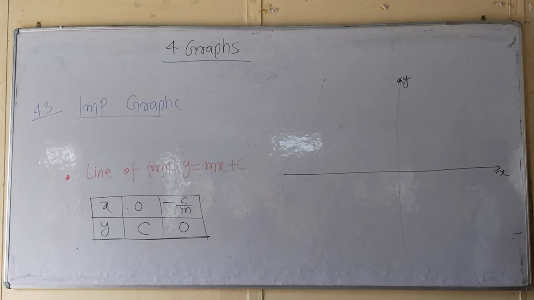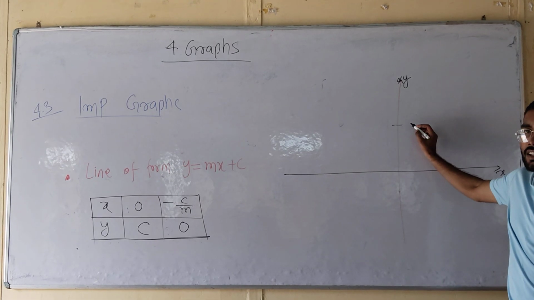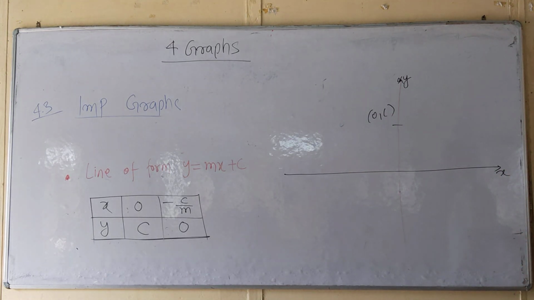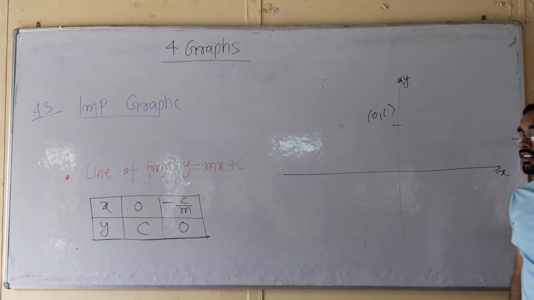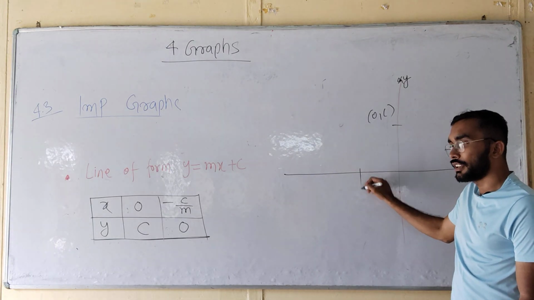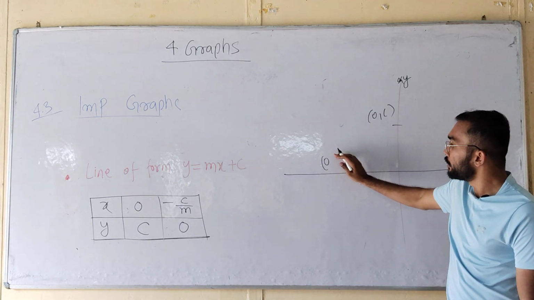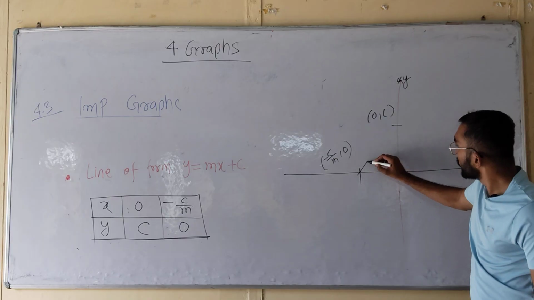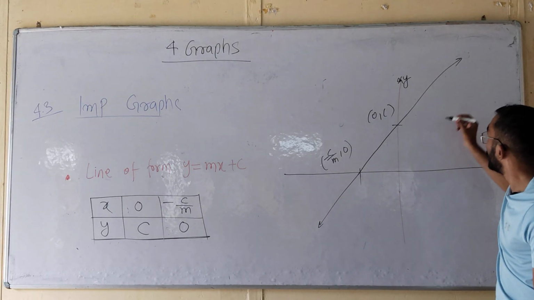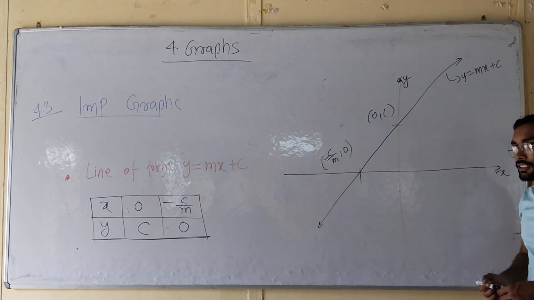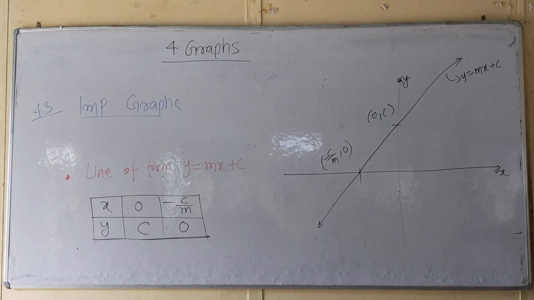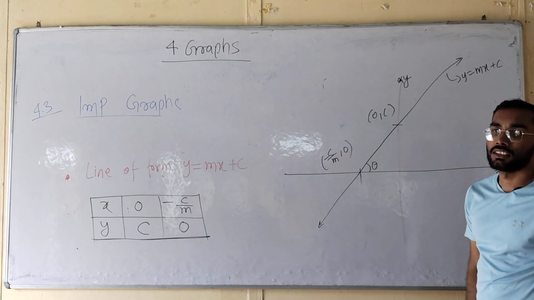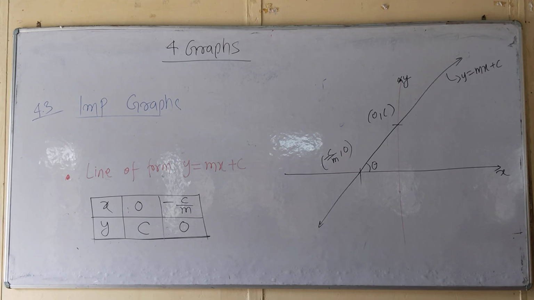Where it will be? First point is 0 comma c, which will be somewhere here, na? 0 comma c. Second one is minus c by m comma 0. So minus in the x will be somewhere here and it will be like this. This point is minus c by m comma 0. You connect both the points and this is the graph of y equals to mx plus c. Do I know 2 points? I have information of 2 points, right? So I can calculate the slope and I can also calculate this angle tan theta. Do it.